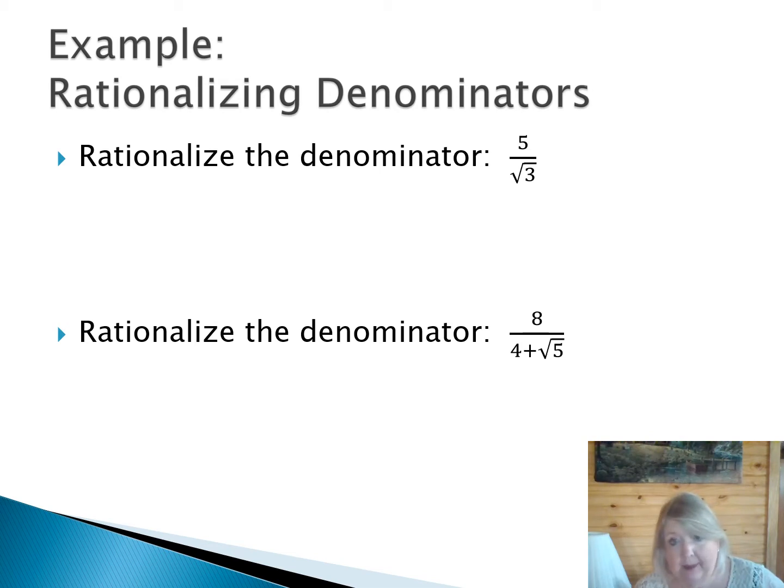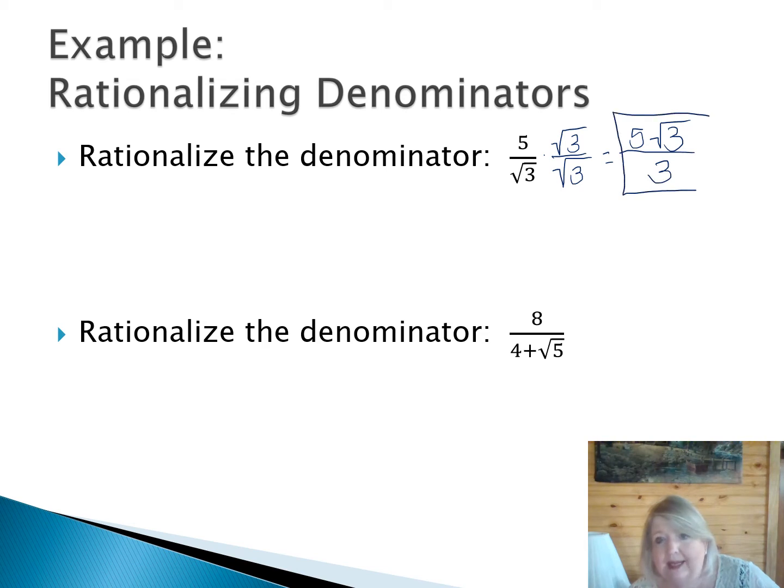In the top example, I have the square root of a natural number, where in the bottom example, my square root's still in the denominator, but he's part of a sum. The two different methods. The one that is simple, I simply multiply both numerator and denominator by that radical. So my numerator becomes 5 square roots of 3. And my denominator, the square root of 3 times itself, is just 3. That is my final answer. It is in simplest form.